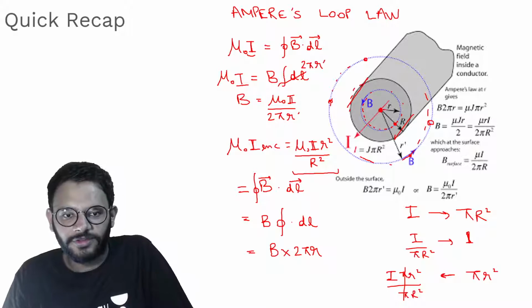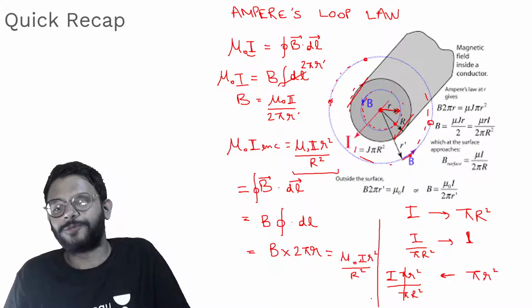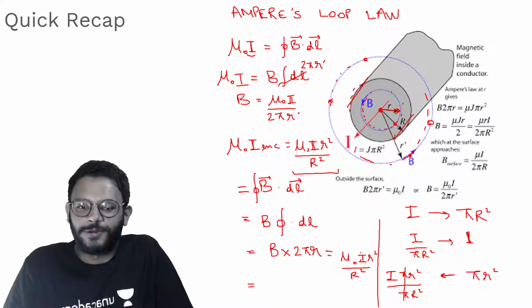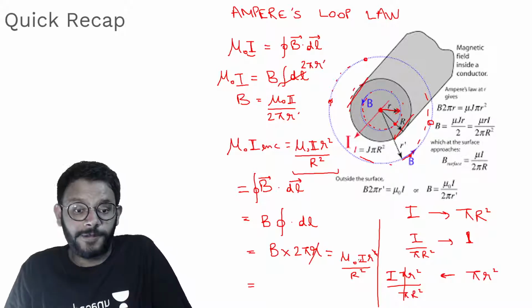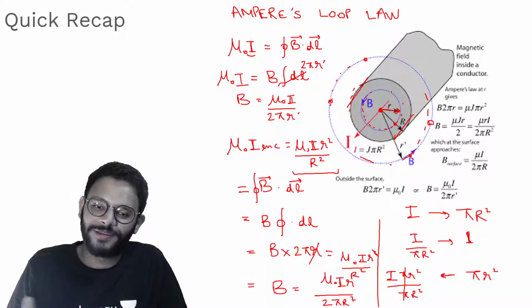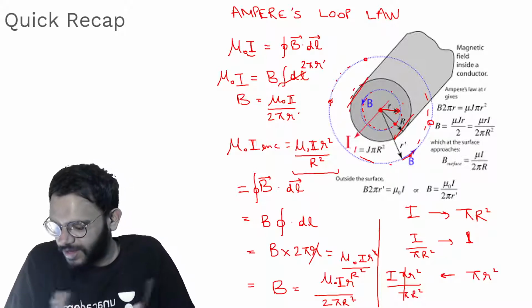which is nothing but 2πr, as I have taken this distance to be r, which is equal to μ₀ I r² upon R². And μ₀ I r² upon R² is my μ₀ into I enclosed. Some terms get cancelled out, and my magnetic field simply comes out to be μ₀ I r upon 2πR². This was the application of Ampere's loop law once again.